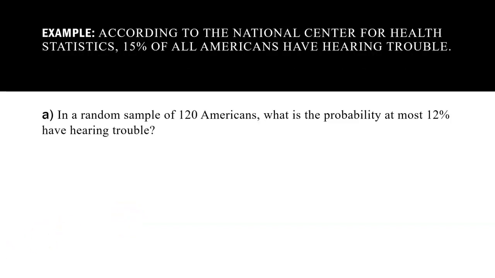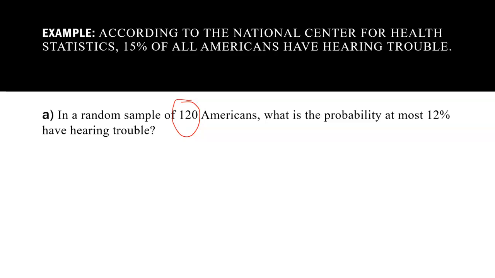All right, let's look at another example that involves finding the probability of a sampling distribution of the sample proportion. According to the National Center for Health Statistics, 15% of all Americans have hearing trouble. In a random sample of 120 Americans, so you have a sample size here, what is the probability at most 12% have hearing trouble? First of all, we want to figure out if this is a normal distribution.